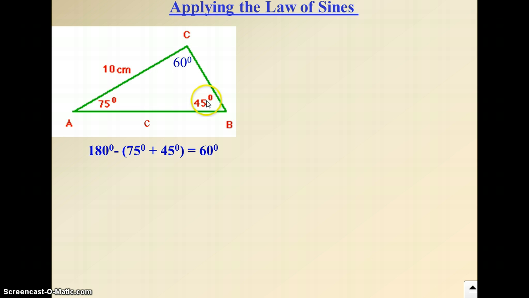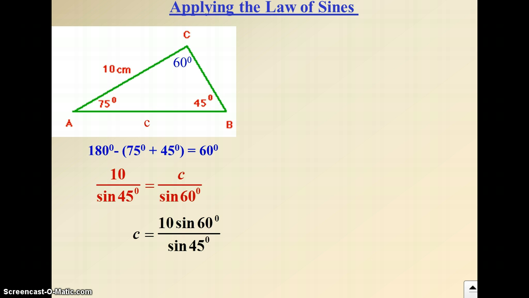I now have a complete ratio. I know angle B, I know side little b, so I can use my sine law written in this form. 10 over the sine of 45 equals C over the sine of 60. My unknown is a side, so I'm going to keep my sides in the numerator. I have one complete ratio, meaning I've got a side and the angle opposite it. As soon as I have a complete ratio, I can use the sine law. Pretty simple equation to solve. I multiply both sides by the sine of 60, and I will figure out side C. Calculator work: we find out that C is equal to 12.25.